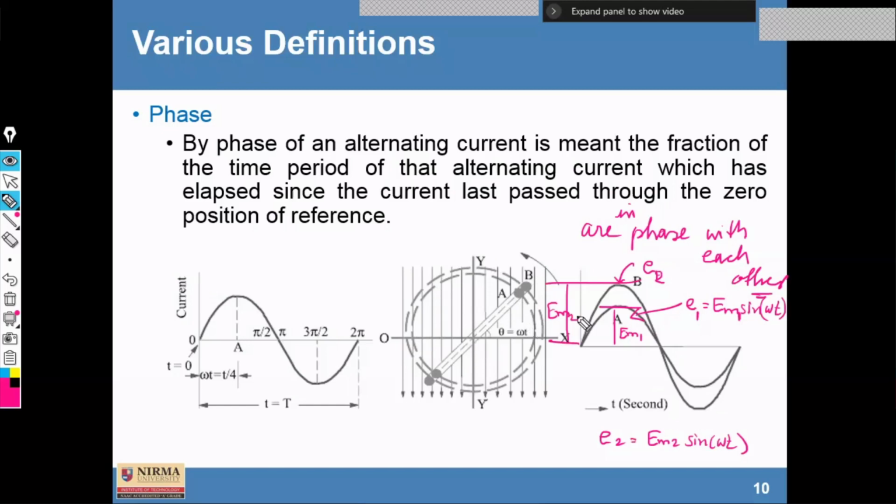Can we say the frequency is same here in both the cases? In the middle figure, there are two quantities acting. So the frequency of each quantity can be considered same. So this is one cycle for your E2, B quantity, and this is a cycle for your A quantity. Fine. So what is the frequency? Frequency is number of cycles per second.